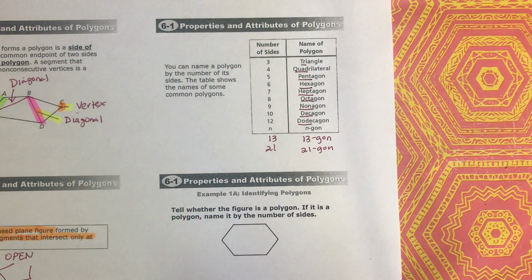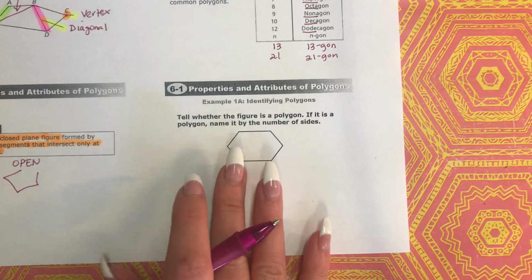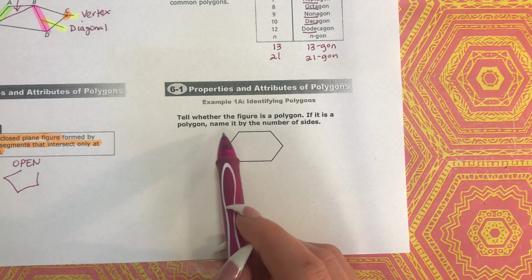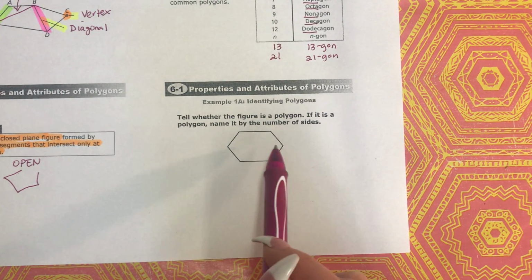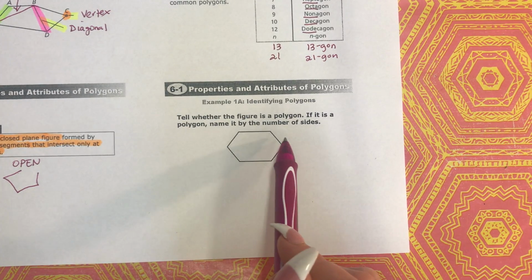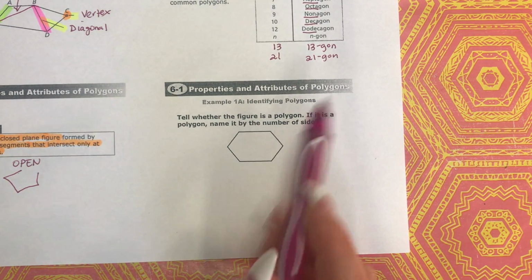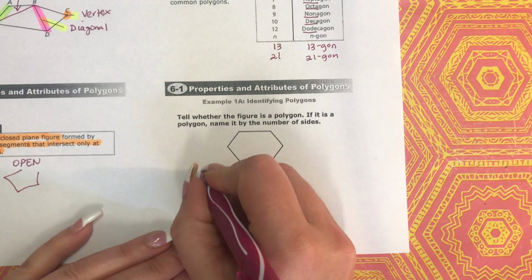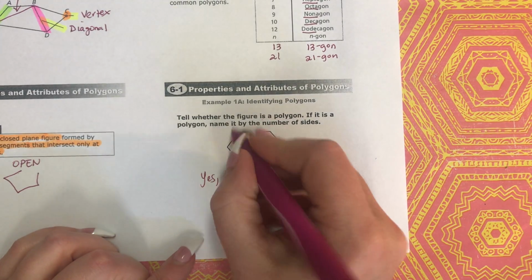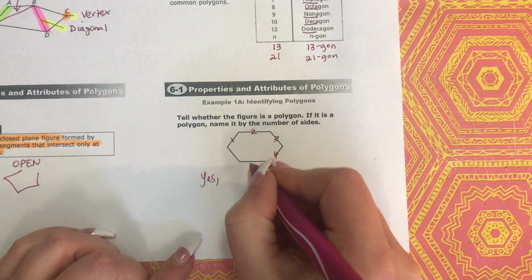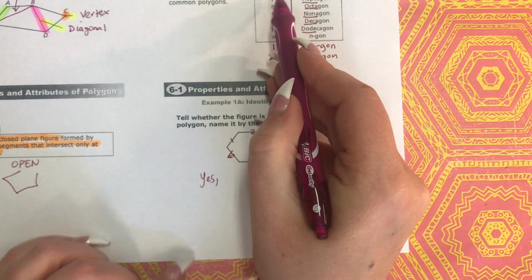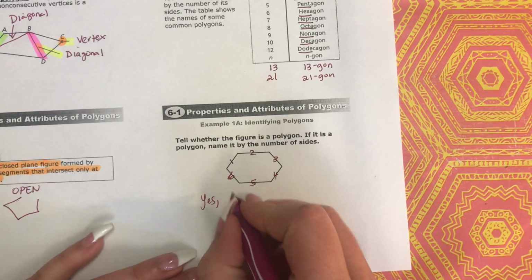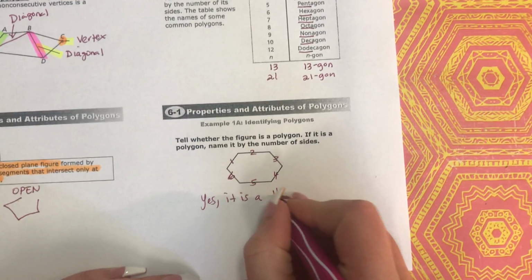All right, let's go ahead and start with our first example. It says identify the polygons. Tell whether the figure is a polygon. If it is a polygon, name it by the number of sides. So, is this a polygon? Is it closed? Yes. Does it have 3 or more sides? Yes. So this is a polygon. Now we just need to determine how many sides. 1, 2, 3, 4, 5, 6. What is a 6-sided figure? A 6-sided figure is a hexagon. So yes, it is a hexagon.